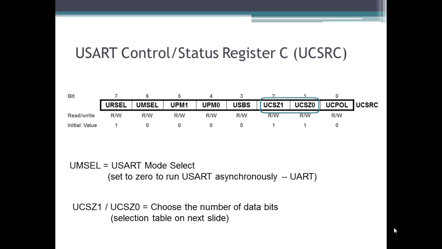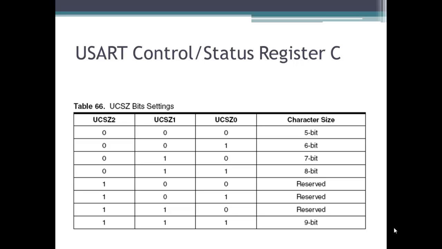UCSZ1 and UCSZ0 choose the number of data bits. The number of data bits is set on this slide here. This is table number 66 out of the data sheet, and you can see that in the 4th row down, we can set the number of data bits to be 8 bits, setting UCSZ0 high and UCSZ1 high. 8 bits is a very common data bit size, since in that way you can send an entire byte of data in each message.